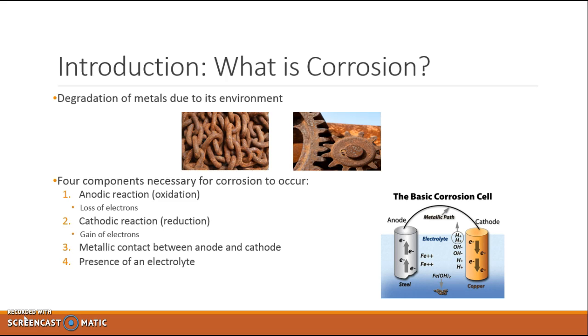There are four components necessary for corrosion to occur. First, you must have an anodic reaction, which is where the electrons leave the site where corrosion takes place. There's a cathodic reaction, which is a site that accepts the electrons from the anodic site. There must be a path of contact between the anode and the cathode. And finally, there must be electrolytes present, which is typically water.